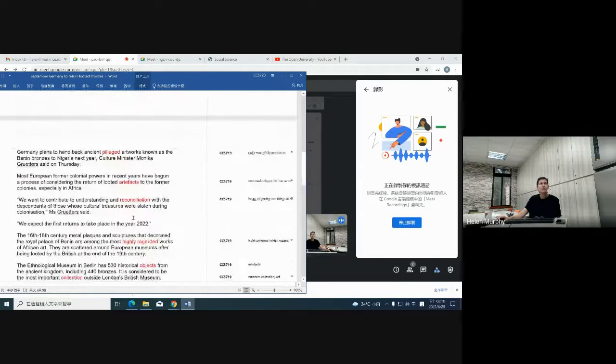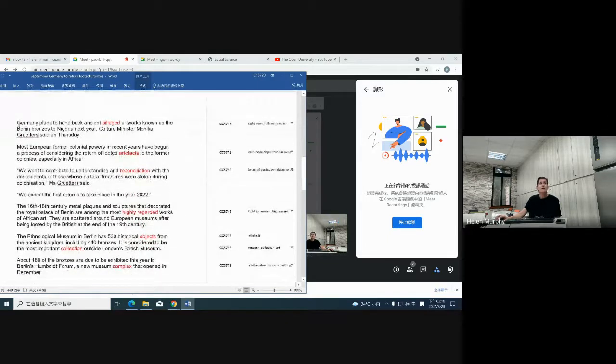Now, okay, so here, I'll just read through it, and then I'll discuss the vocab as we go through, which you can see I've made in little comments at the side. Okay, so Germany plans to hand back ancient pillaged artworks known as the Benin bronzes to Nigeria next year. So pillaged is just another word for looted.